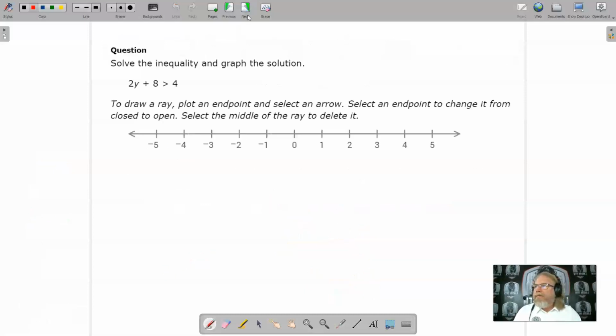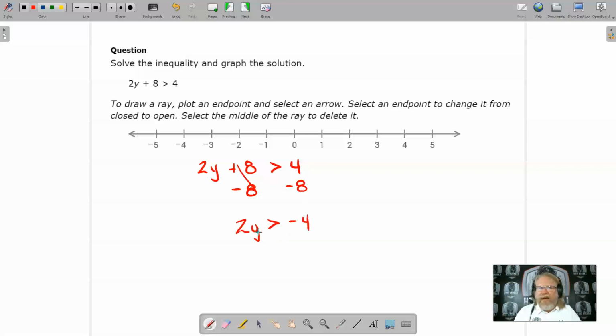All right, next one. We have 2y plus 8 is greater than 4. We're going to have an open dot here, because it does not include the equal concept. So let's subtract 8 to get rid of that 8. What we do to one side, we do to the other. The 8s are going to cancel each other, leaving us with 2y on the left. Bring down our greater than sign, and 4 minus 8 is negative 4.